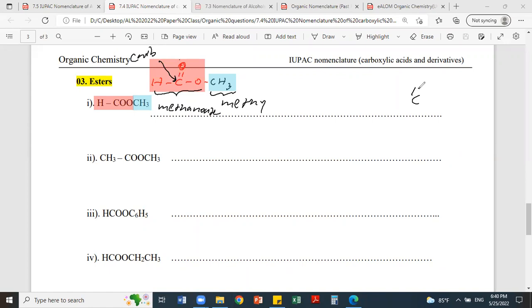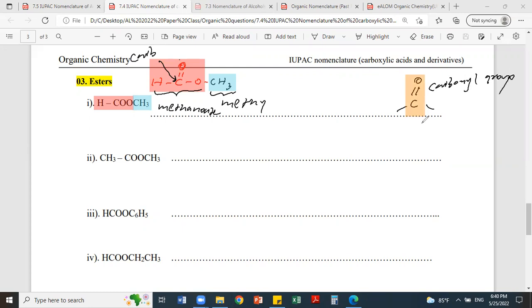The COO group is called the carbonyl group. This carboxylic acid has this carbonyl group. If you want to note this down, write it separately in your book. This is called the carbonyl group. That's a very useful functional group. Carbonyl group.